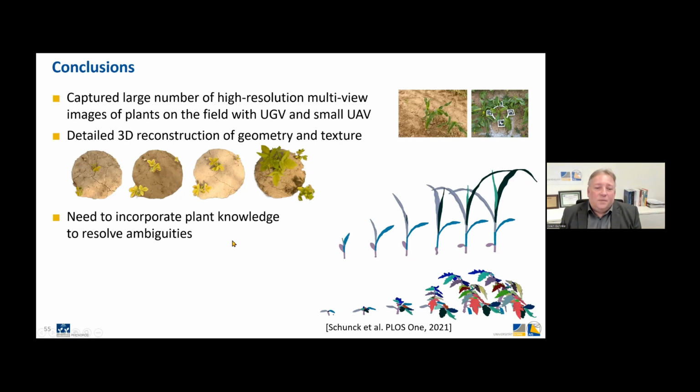Yeah, so we need to incorporate plant knowledge to resolve ambiguities. Yeah, so at this point of time, the method doesn't really know that it reconstructs a plant. And it does not use images from all the other plants that we have captured. It just uses images of one particular plant, maybe 200 images.